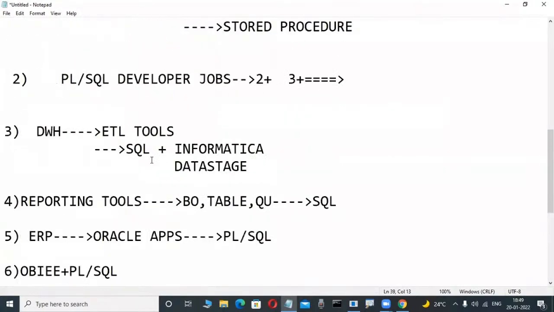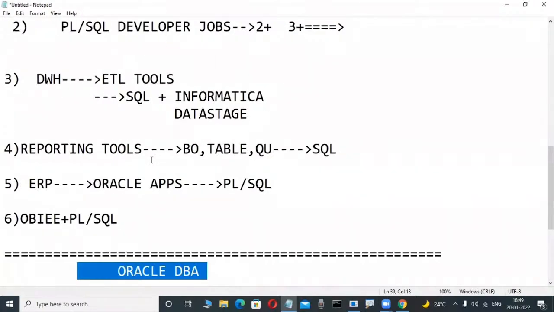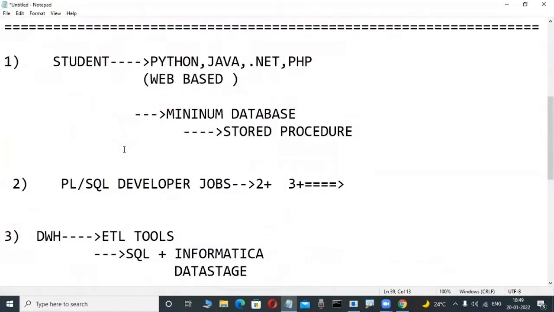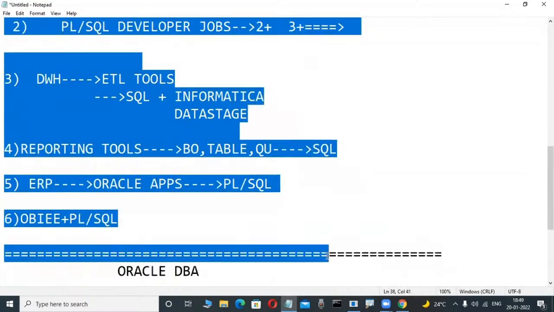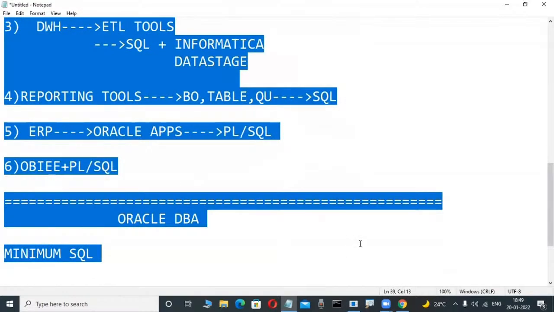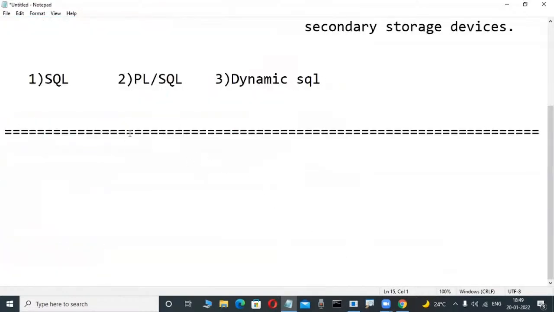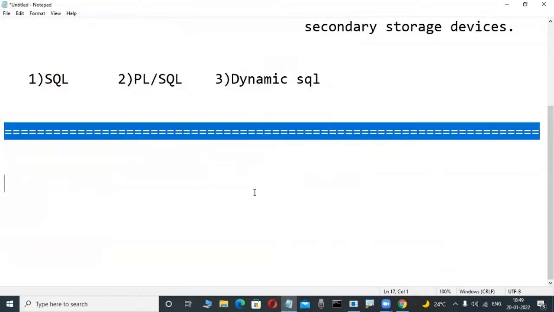Nowadays Hadoop programmers and data science programmers also need minimum basic knowledge of SQL. Somewhere PLSQL, somewhere only SQL. That's why they are learning these types of courses, and we apply for different types of jobs also.